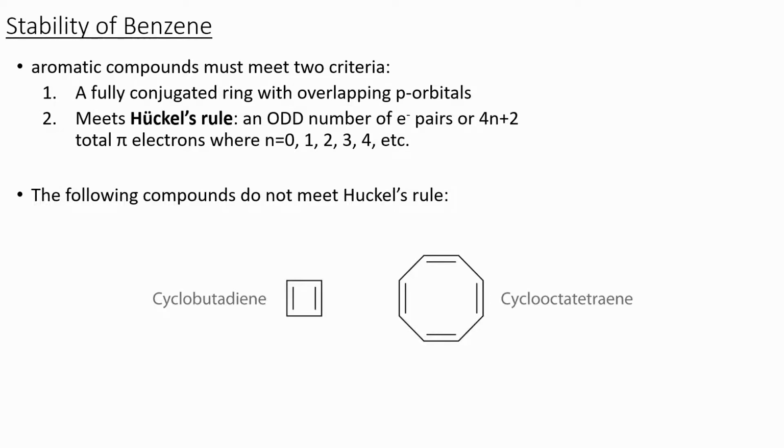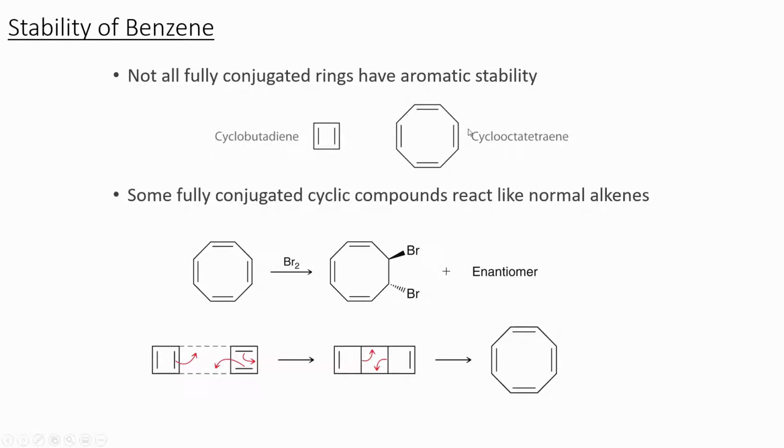The second is Huckel's rule, and that's an odd number of electron pairs, or it must follow the pattern 4n plus 2, where n equals 0, 1, 2, 3, and 4. So cyclobutadiene, in this case, has 4 electrons, so it would not follow Huckel's rule. Cyclooctatriene with 8 electrons would also not follow Huckel's rule.